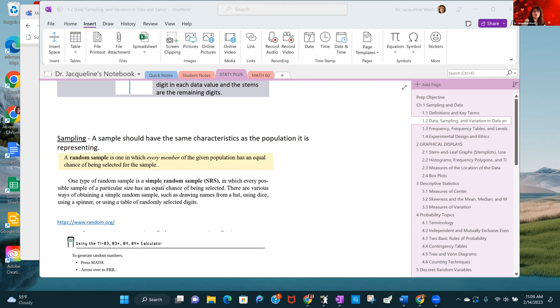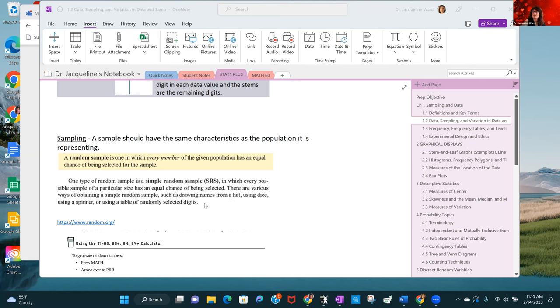So one sampling method is called a simple random sample, and that's one in which every possible sample has an equal chance of being selected. There are various ways of obtaining this, like drawing names from a hat. That's the classic kind of explanation of what a simple random sample is.